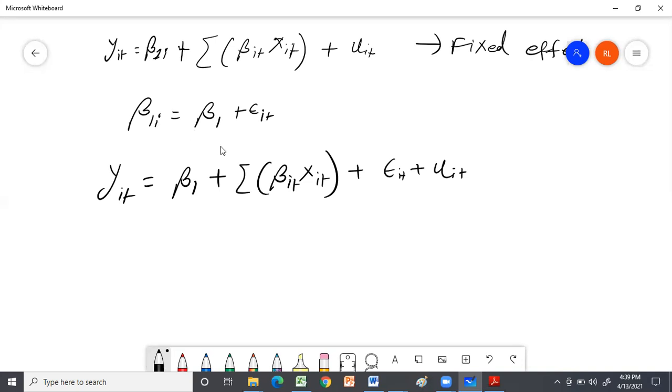In the random effect model, we are considering it as a variable. That means it will vary over time. But you know that your estimated regression output will calculate only one constant.